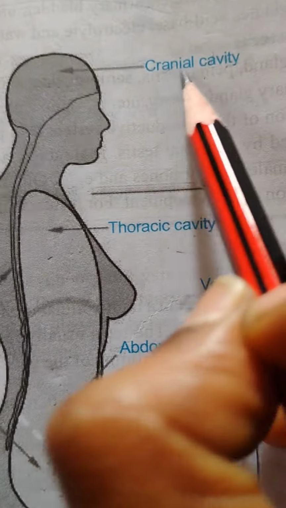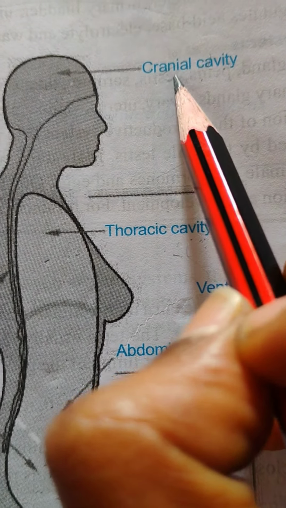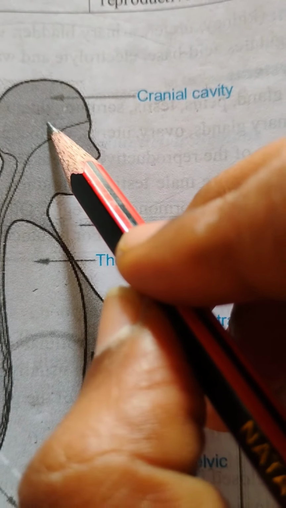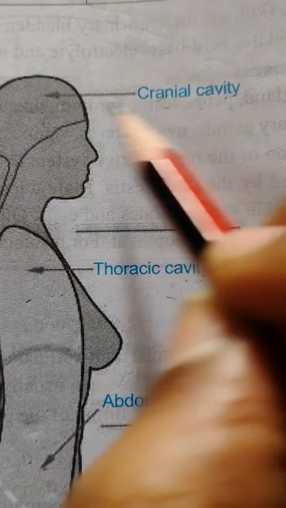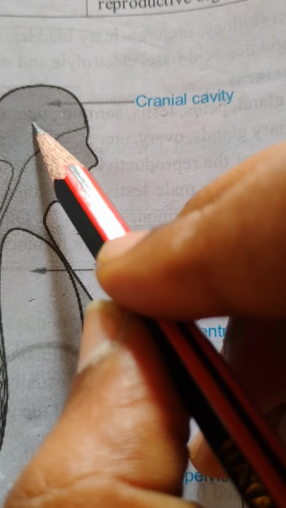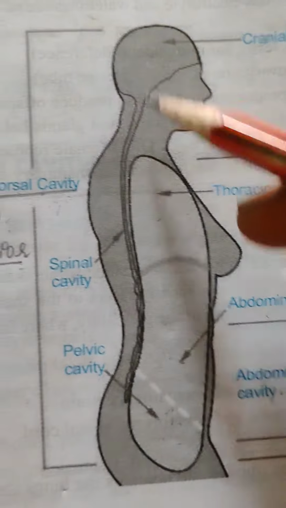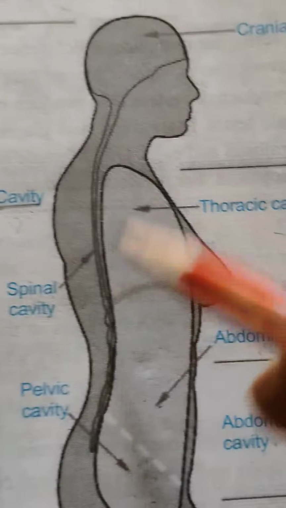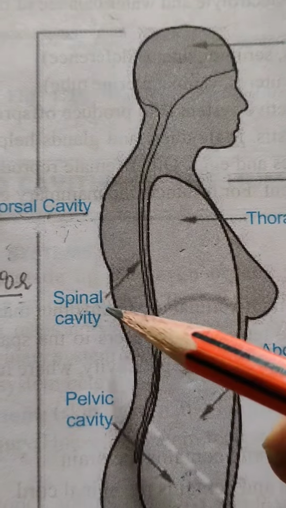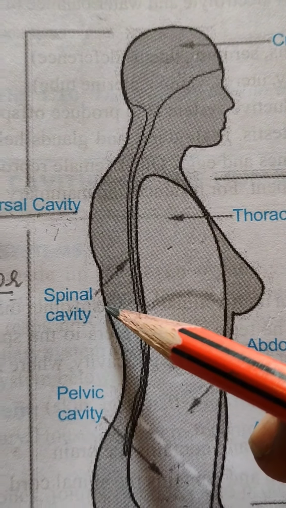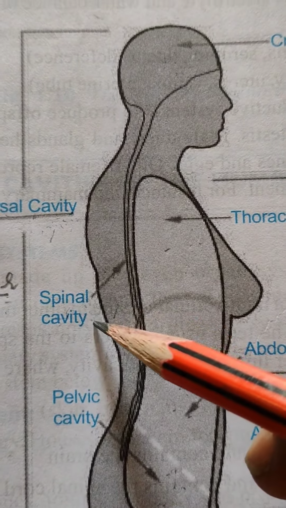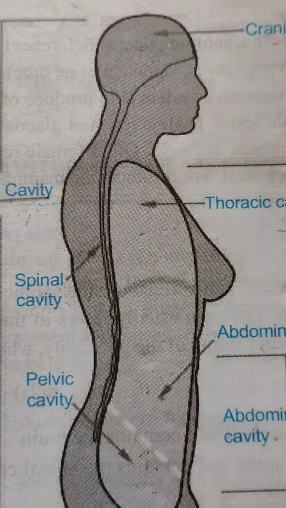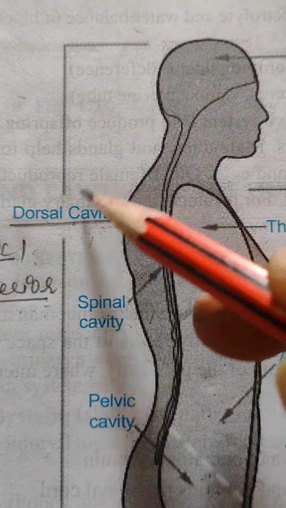Okay. So first we can discuss the cranial cavity. The brain is located within the cranial cavity. Then the spinal cord is located within the spinal cavity. So these two together form the dorsal cavity.